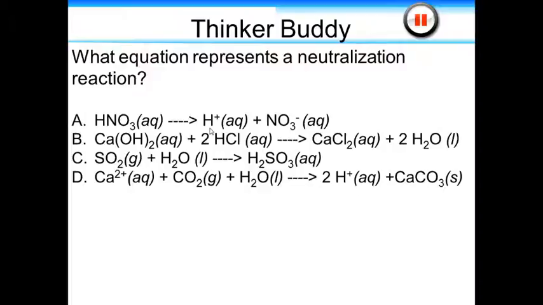C. SO2 gas plus H2O liquid gives us H2SO3, aqueous. D. Calcium 2+ ion, aqueous, plus carbon dioxide gas plus water gives us 2 H+ ions plus CaCO3, calcium carbonate solid.